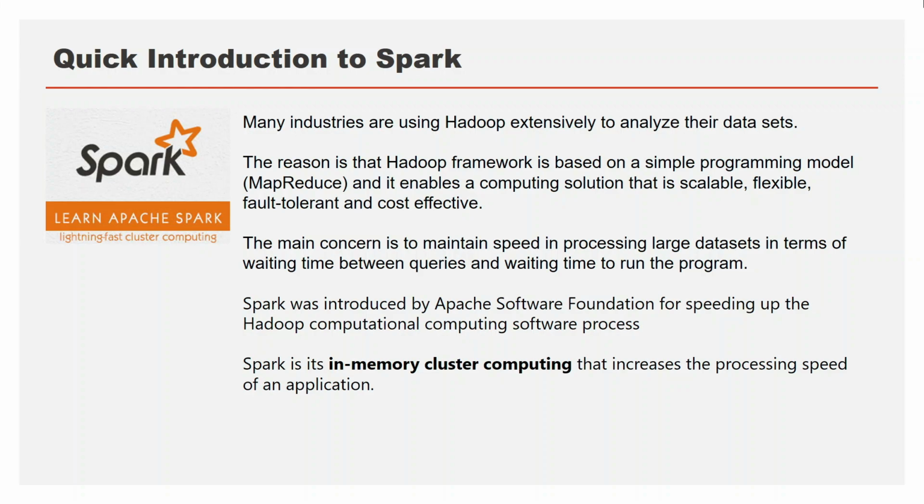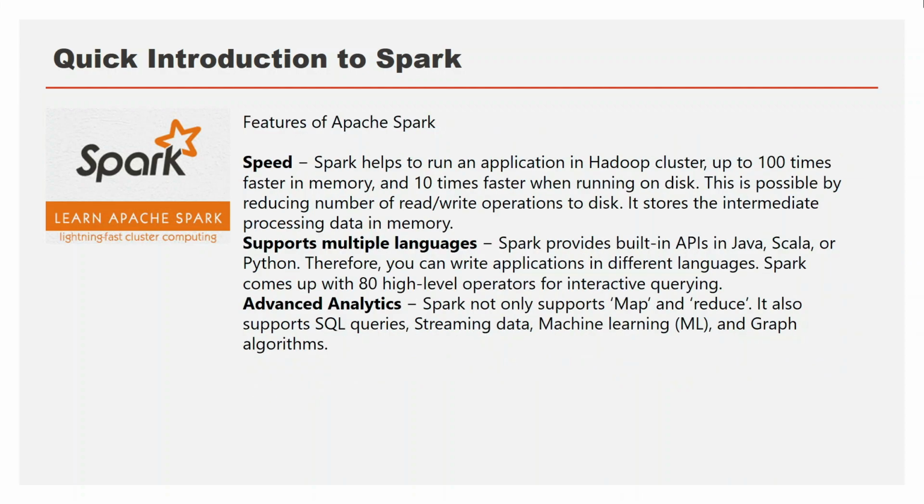Spark was introduced by Apache for speeding up the Hadoop computing software process, and it is an in-memory cluster computing framework. Some of the features of Spark: we have speed. Of course, speed is an important component, and you can see it works 100 times faster in memory and 10 times faster when running on disk.